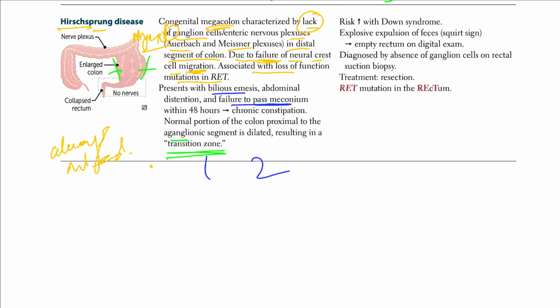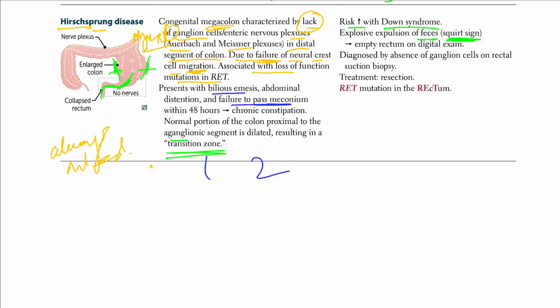Resulting in a transition zone. So you have a transition zone. So you have a dilation, a transition zone, a fully collapsed area. Important association, the risk increases with Down syndrome, explosive expulsion of feces, squirt sign.